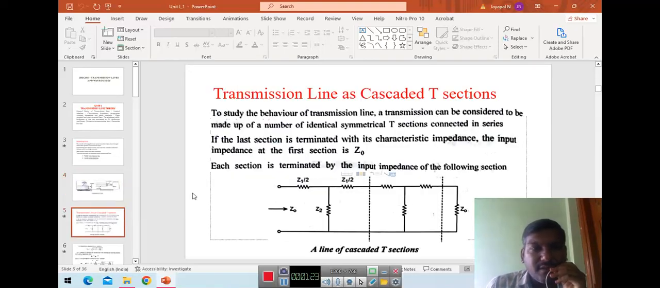And this is the topic we are going to discuss: transmission line circuits considered as cascaded T sections. One T section is one transmission line section, and we are going to connect all the T sections in series to make the transmission line.